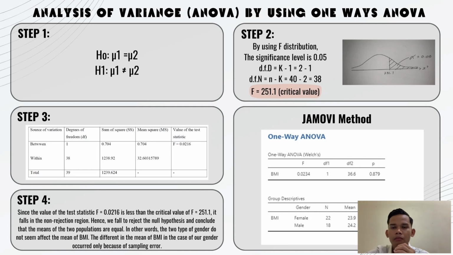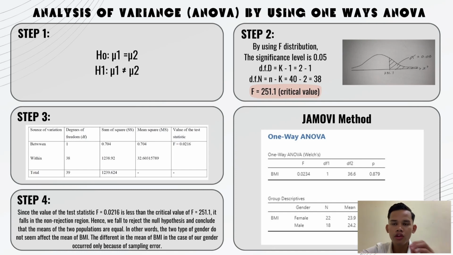So the next part is about step 3, the test statistic. In the test statistic, we have one table which has 5 columns. In column number 2, we state the degrees of freedom, and I want to focus on column number 3, number 4, and number 5.